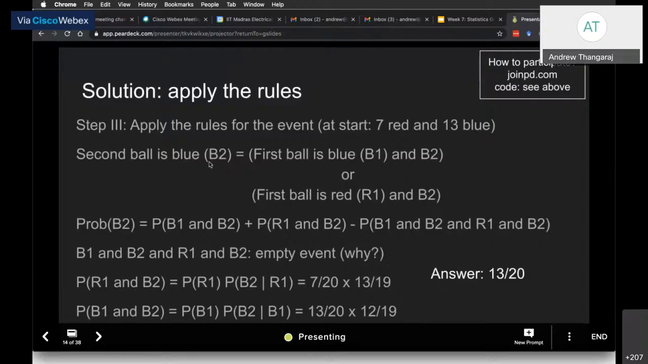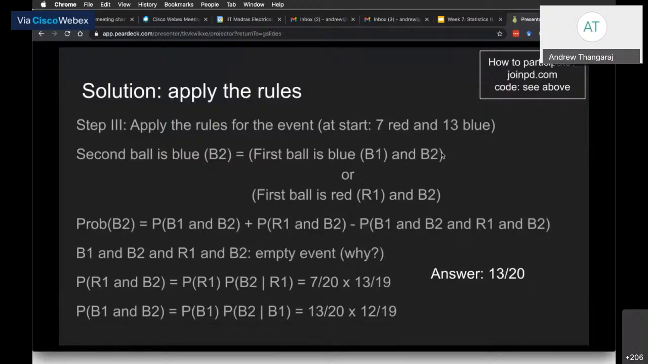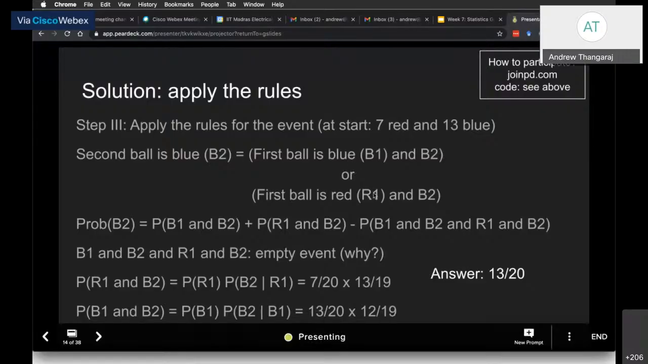So the event you have is B2, which you have already written as B1 and B2 or R1 and B2. So you have event 1, which is B1 and B2. Notice event 1 itself is a complicated event. It's not a very simple event. It's B1 and B2, not just B1 or something. You can have a complex event, or together, so you have one event or with another event. You just use the OR rule.